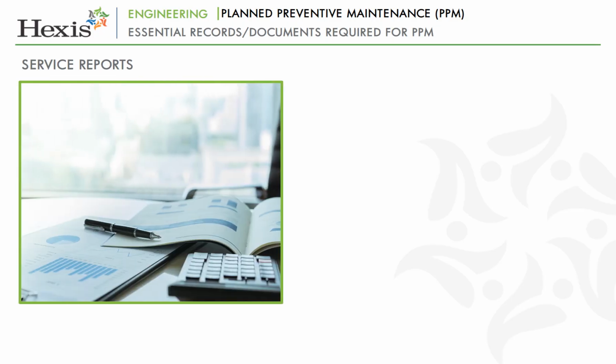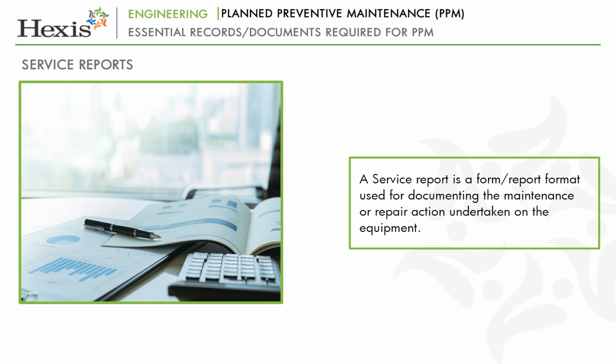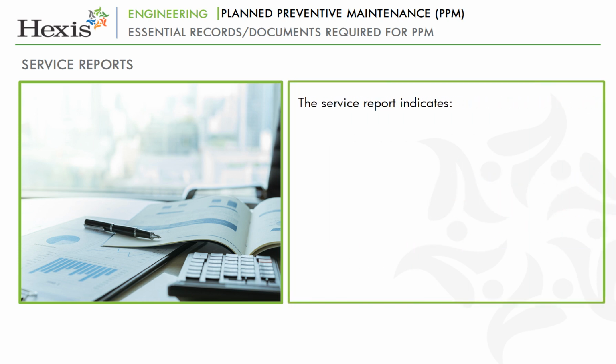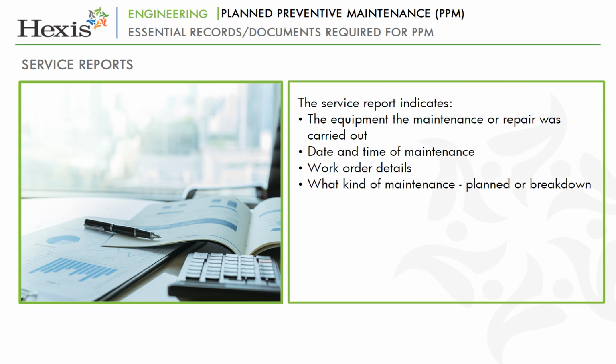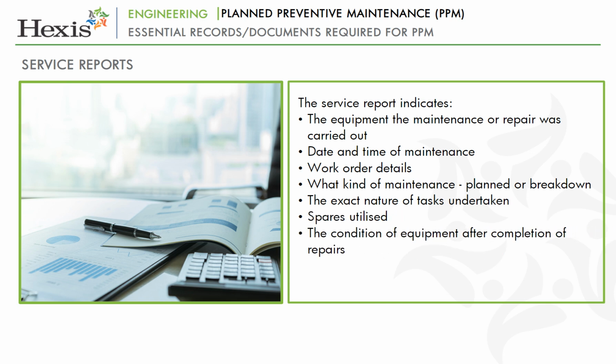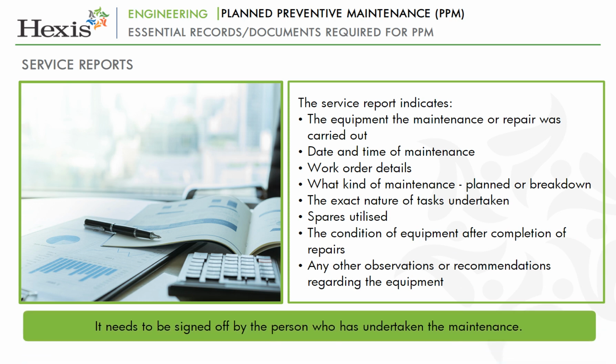Do you know what a service report is? It is the seventh most important document for PPM. It is a form or a report format used for documenting the maintenance or repair action undertaken on the equipment. The service report indicates the equipment on which the maintenance or repair was carried out, date and time of maintenance, work order details, what kind of maintenance, planned or breakdown, and the exact nature of tasks undertaken, spares utilized, the condition of equipment after completion of repairs, and any other observations or recommendations regarding the equipment. It needs to be signed off by the person who has undertaken the maintenance.